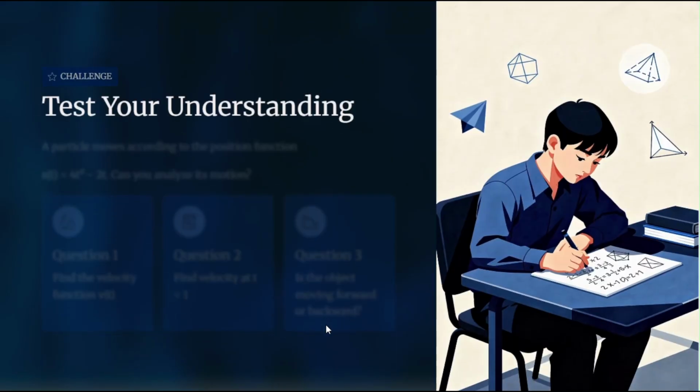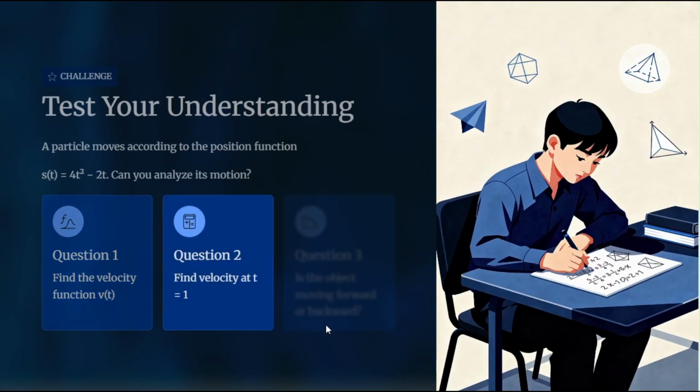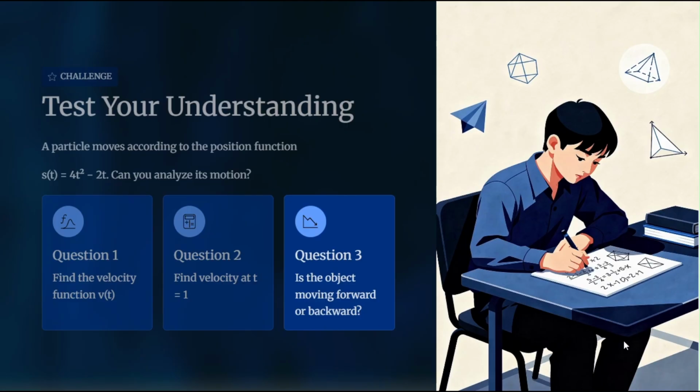Here's your challenge for today. A particle moves according to the position function s of t equals 4t squared minus 2t. Can you analyze its motion? First question, find the velocity function v of t. Then find the velocity at t equals 1. Is the object moving forward or backward? Take a moment to work through this problem.